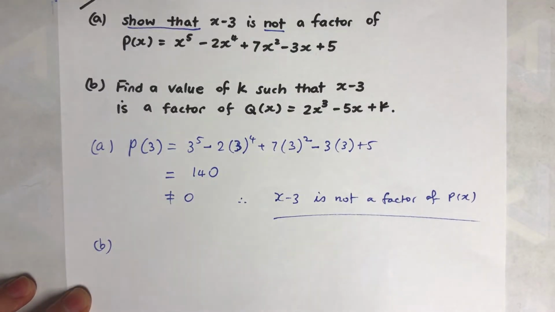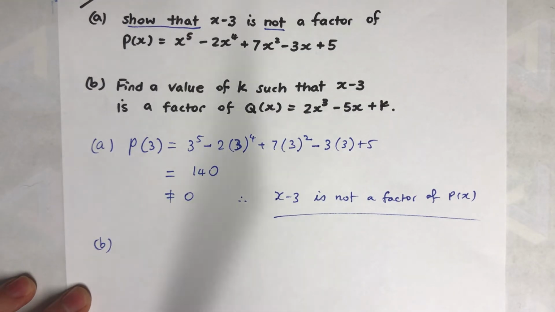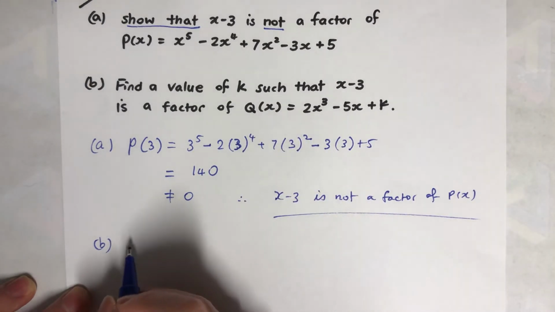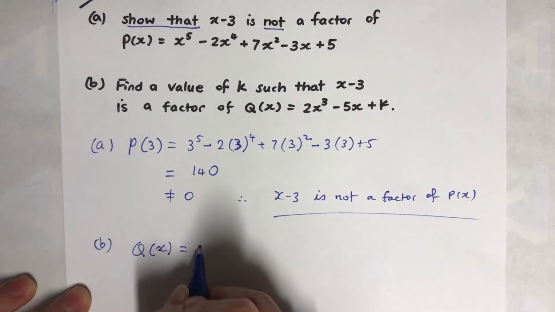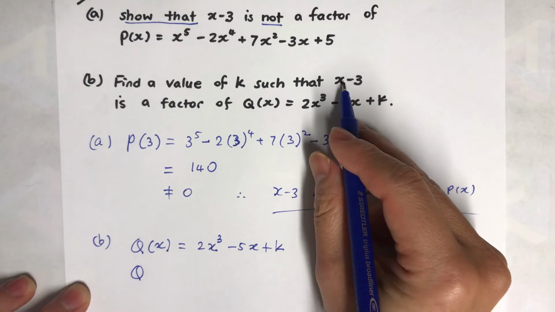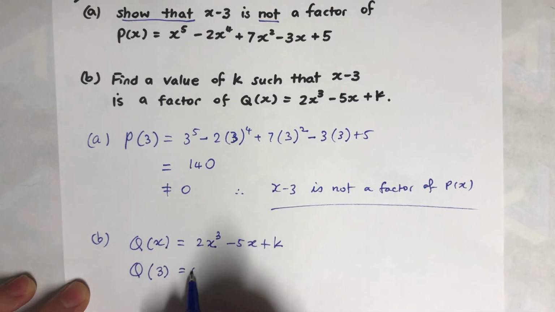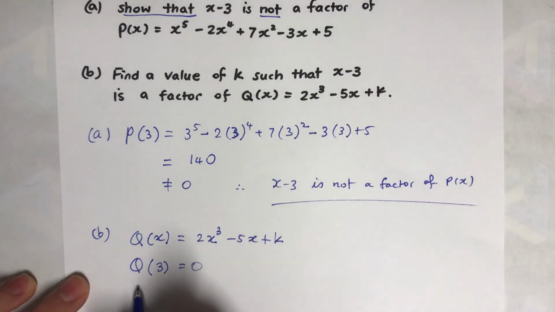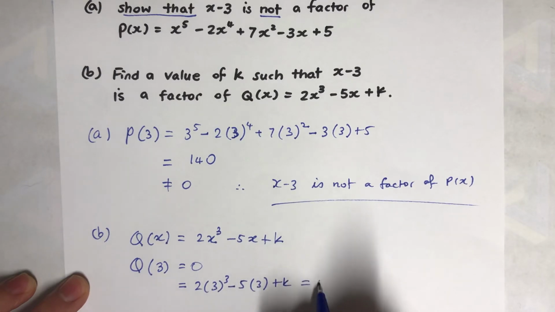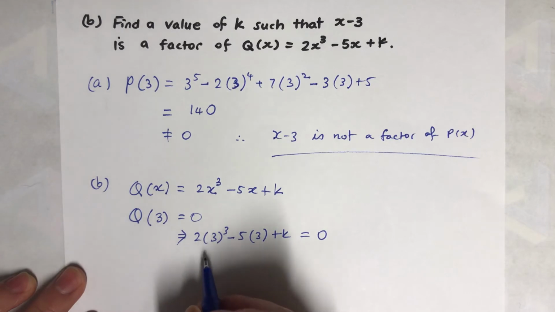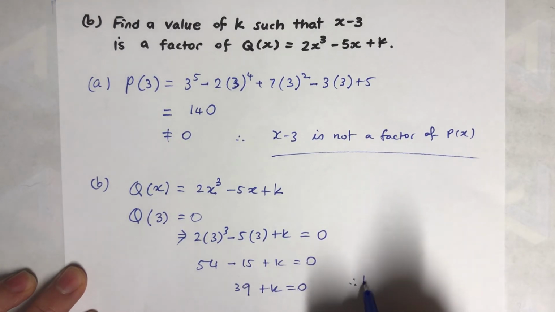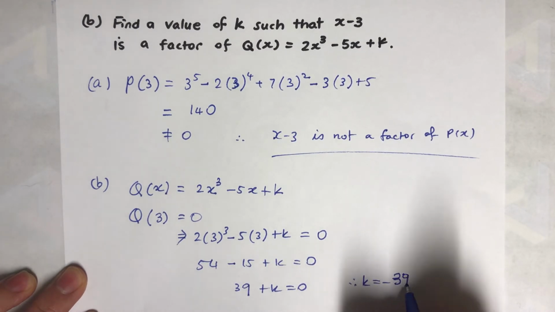B. Find the value of k such that x minus 3 is a factor. We're not talking about the previous question. It's completely different. So this time x minus 3 is a factor of p of x, but we don't have p of x, so we only have q of x, which is 2x cubed minus 5x plus k. And if x minus 3 is the factor, if I put that in, I should get 0 as well. So x minus 3 is a factor, so I'm just going to put that in, which is 2, 3 cubed minus 5, 3 plus k equals 0. So if I do that, what do I get? 54 minus 15 plus k equals 0. 39 plus k equals 0. Therefore, k equals minus 39. Okay, done.